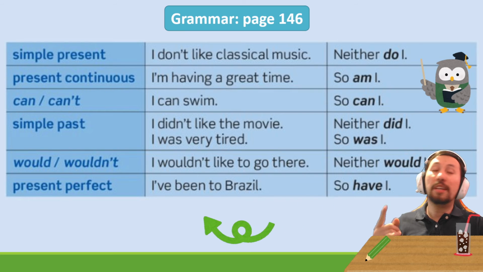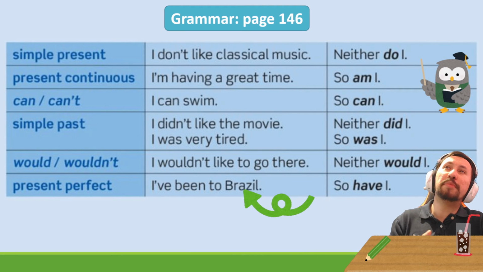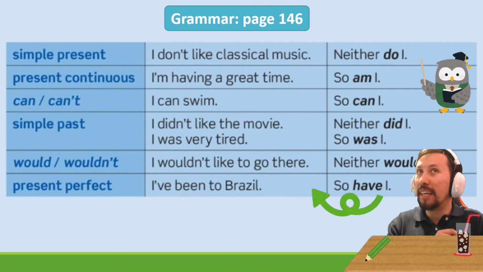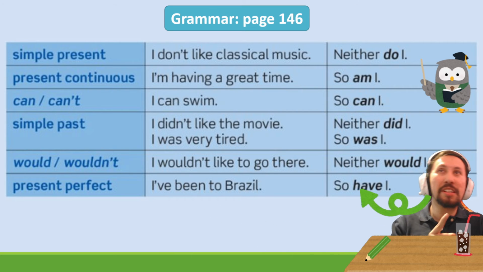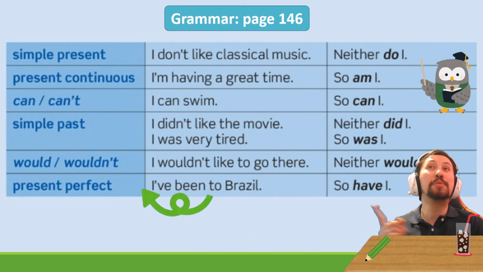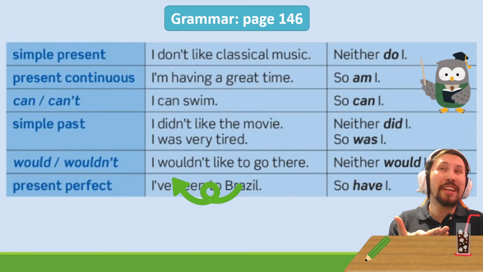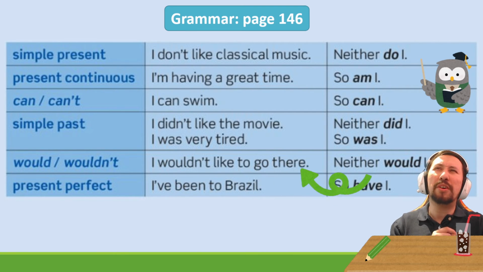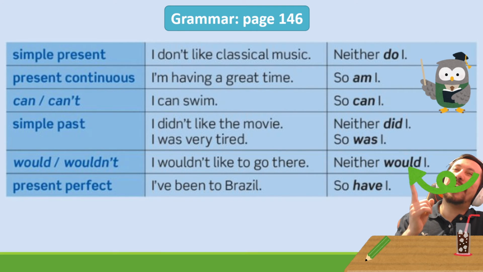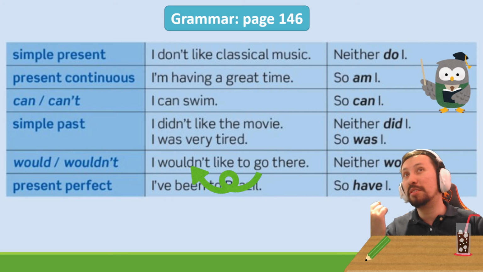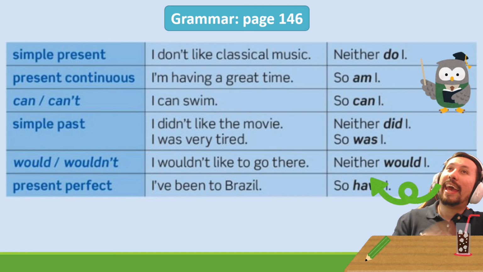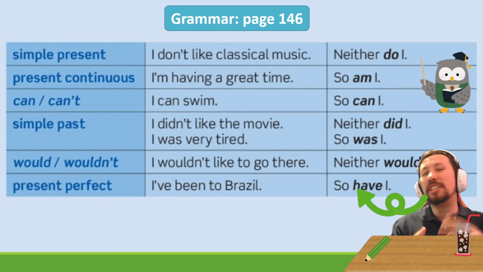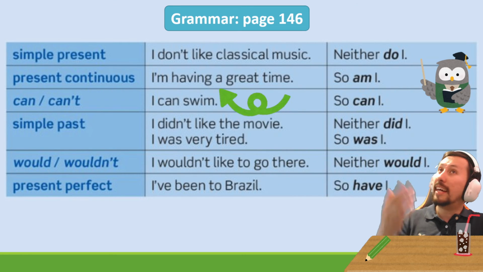For example, if your friend says, "Oh, I've been to Brazil," what can you say? "Oh, so have I." Why? Because he used the have. It was present perfect. If your friend says, "You know, I wouldn't like to go there," "Oh, neither would I." Why? Because he used the would. You copy the auxiliary. And remember, neither and so depends on whether it's an affirmative or negative phrase. And so on and so forth.